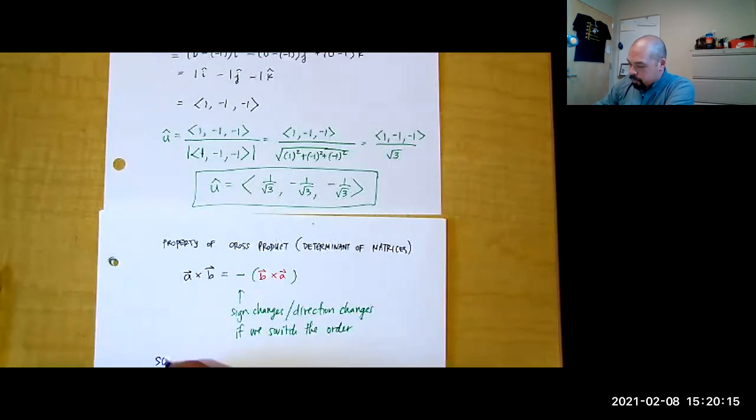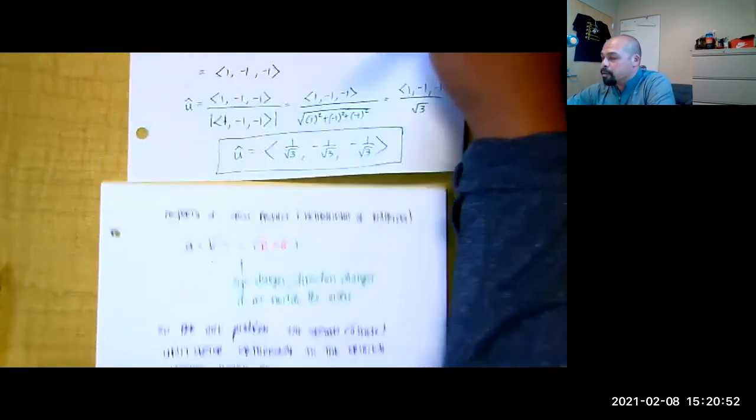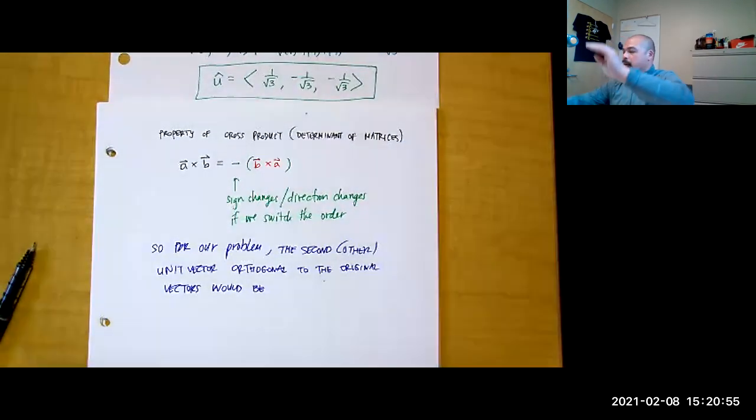So for our problem then, the second or other unit vector orthogonal to the original vectors would be, so I'm going to slide this up. Okay, push this up, sorry for that. There's a lot of writing without it being present.